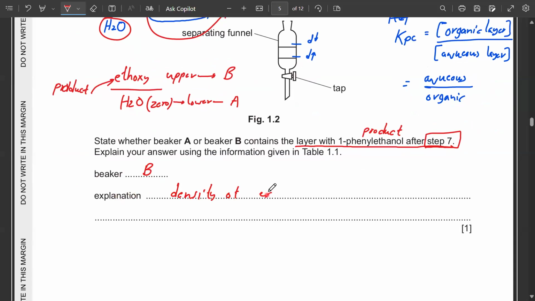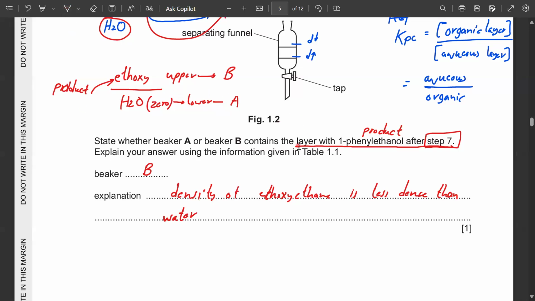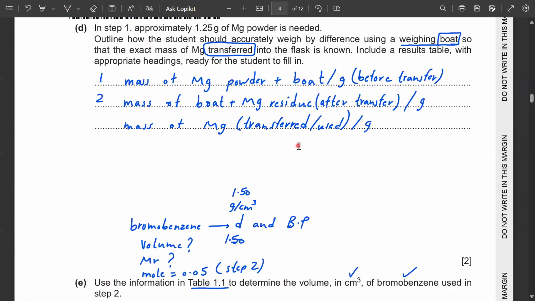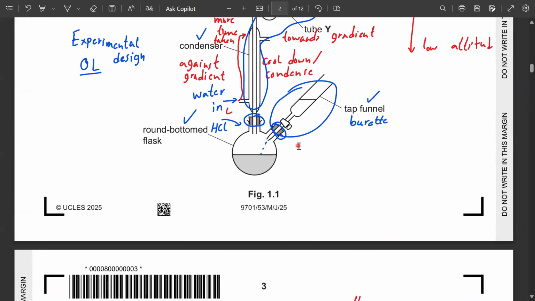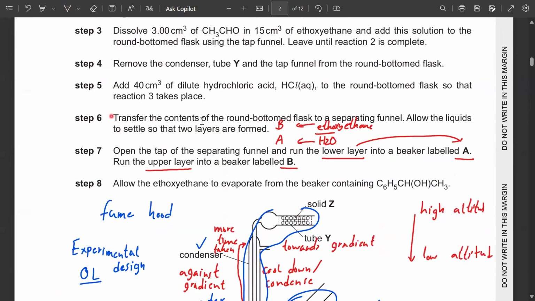So it will be beaker B, and the explanation is that the density of ethoxyethane is less than that of H2O, or you could write water. The product is dissolved mainly in ethoxyethane because it's non-polar. Yeah, we could say that it must be very non-polar in nature.